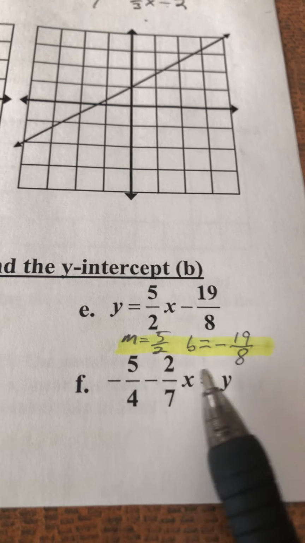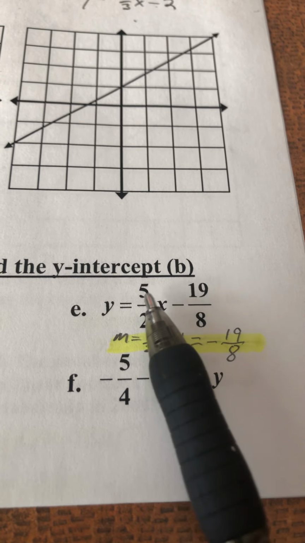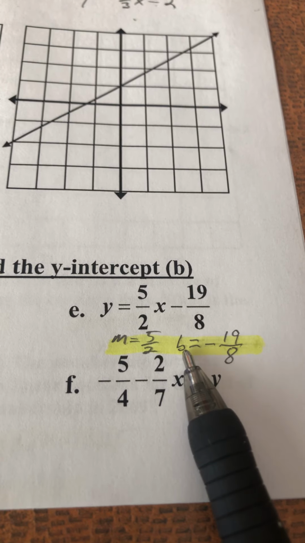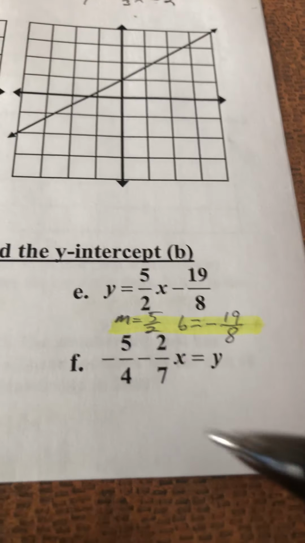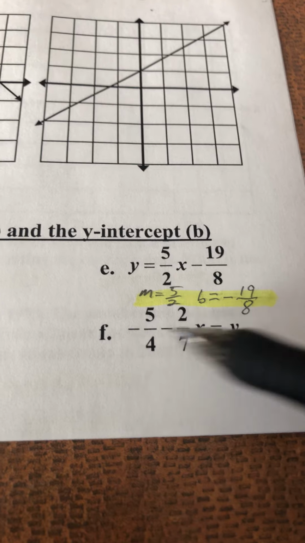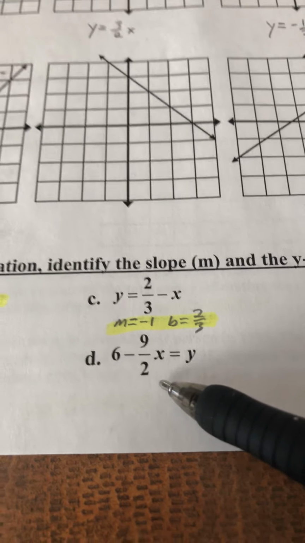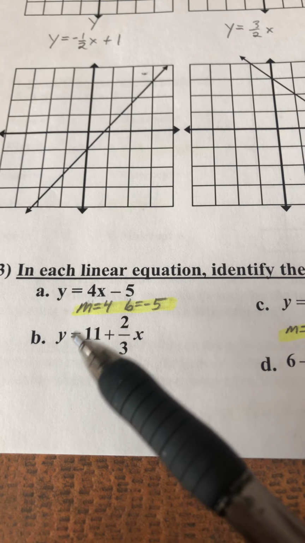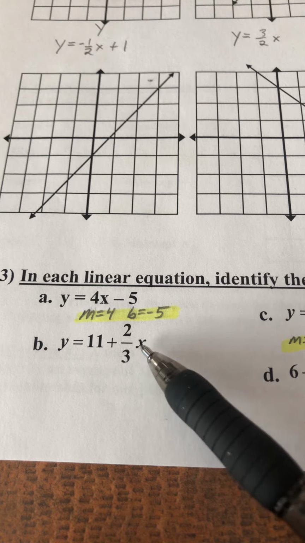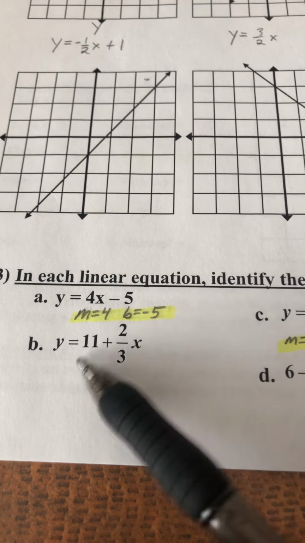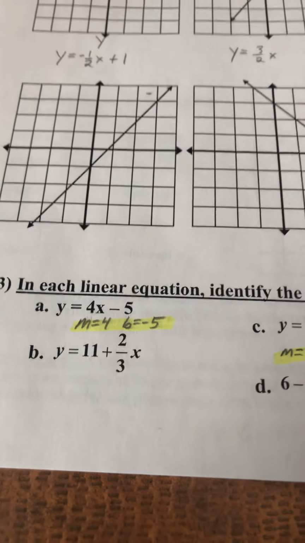This one they have in the correct order. The slope is 5 over 2, and the y-intercept is negative 19 over 8. So down here, F, you're going to have to rewrite in the correct direction. D, you have to rewrite in the correct direction, and this one, they have the y-intercept first and the slope and the x second. You just put those in the correct order, and you'll be able to see those easily.